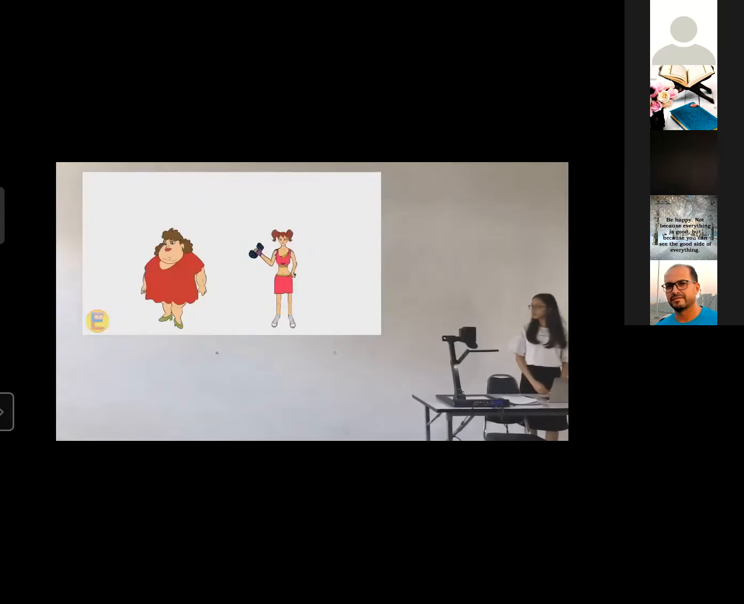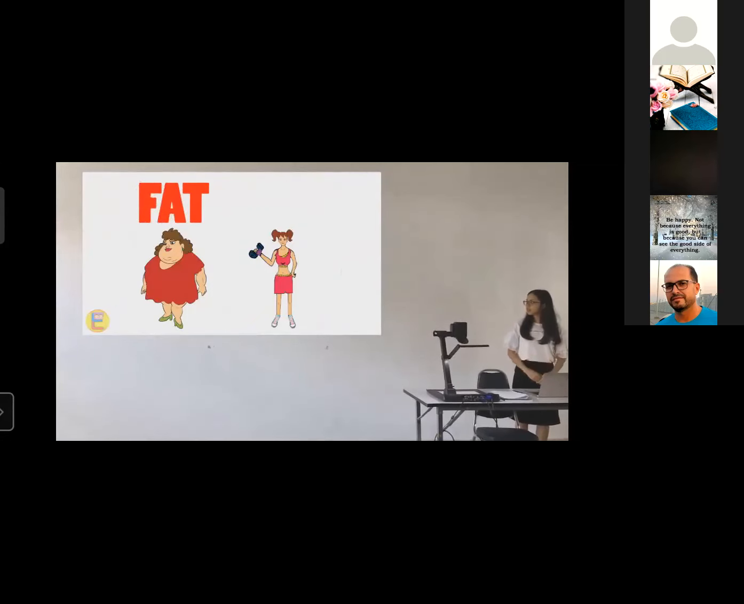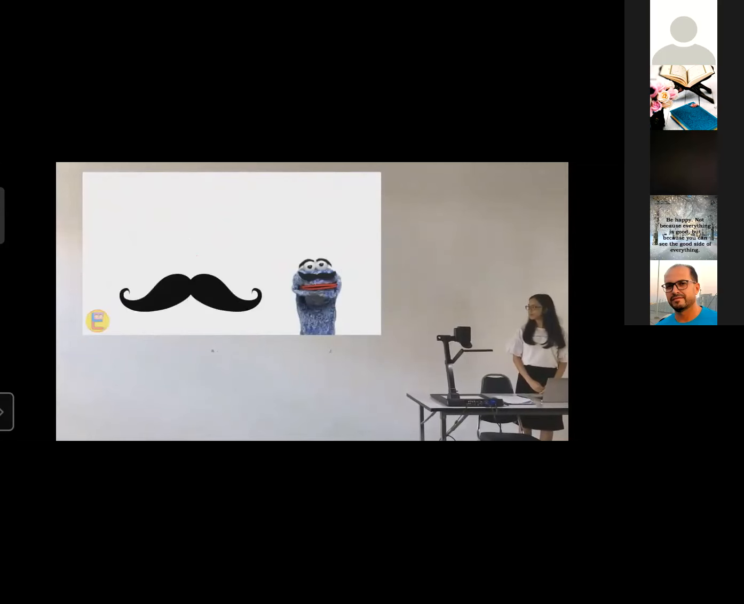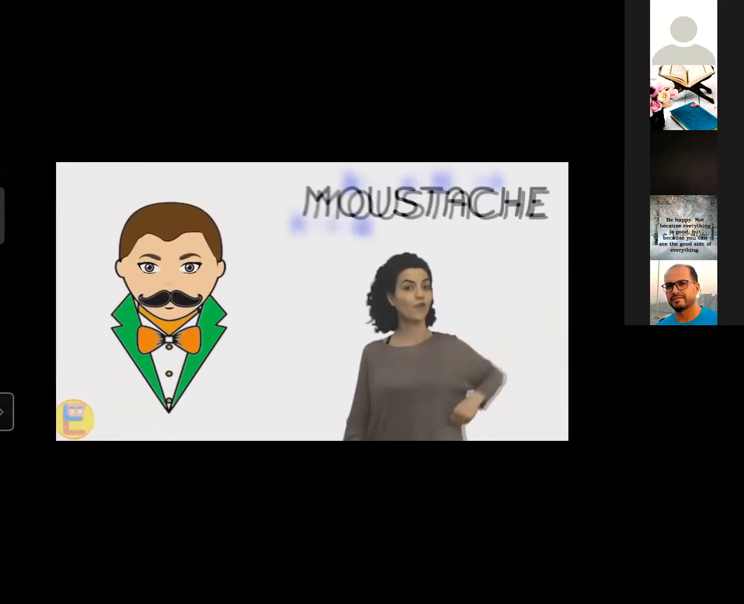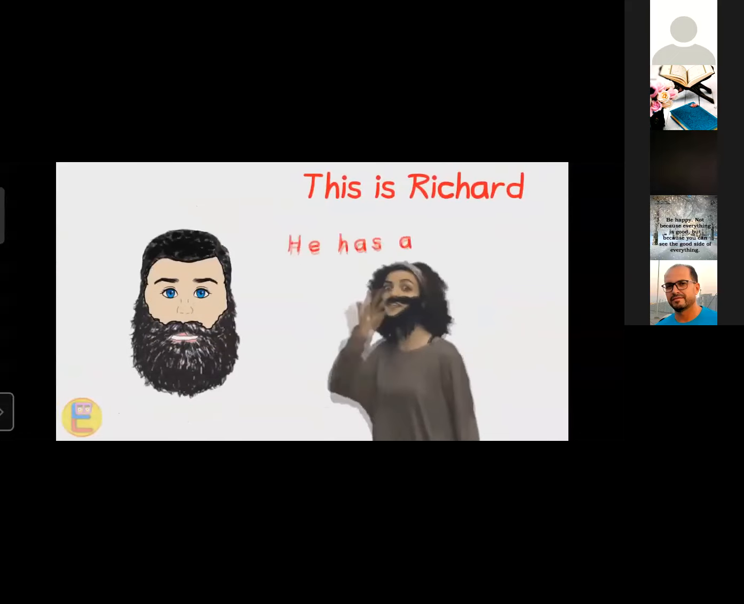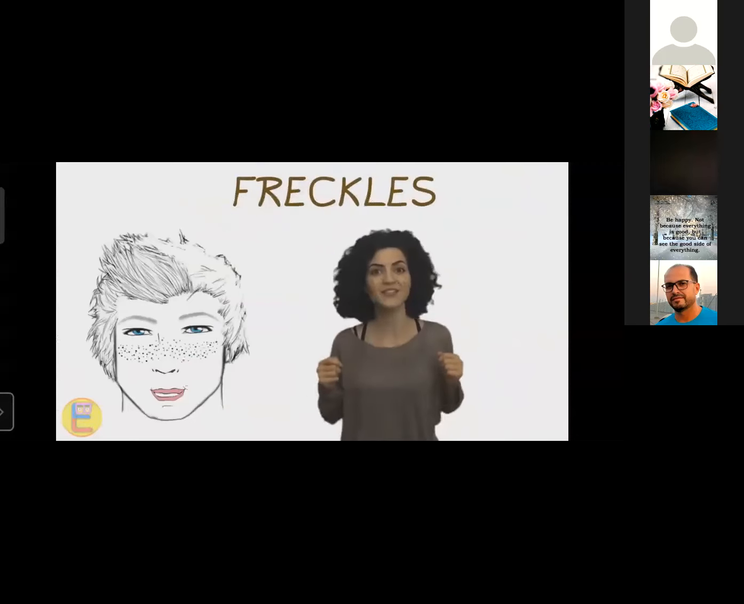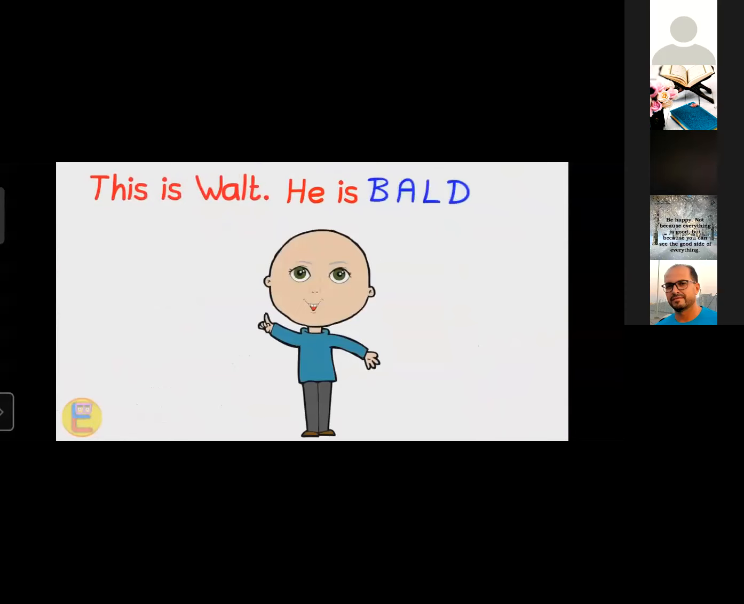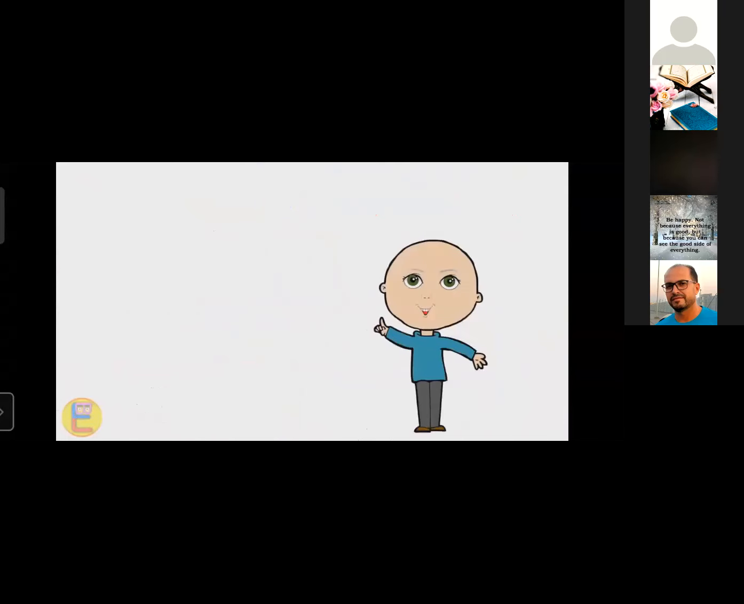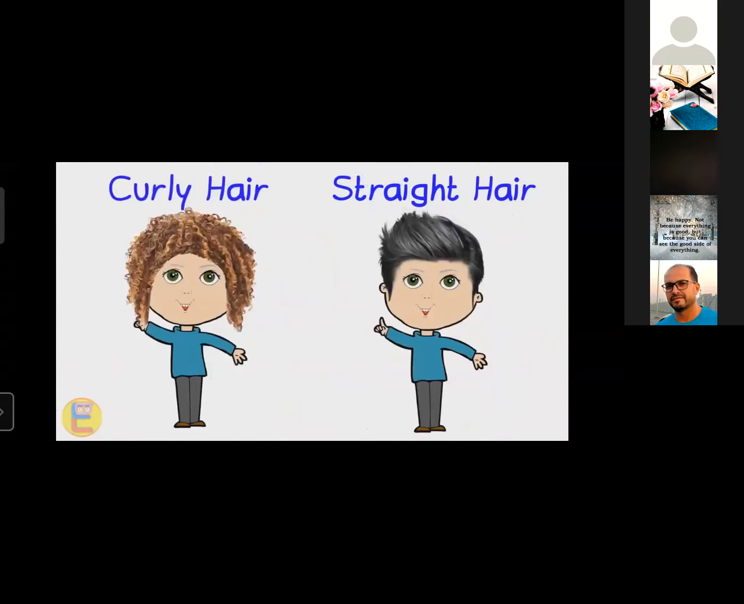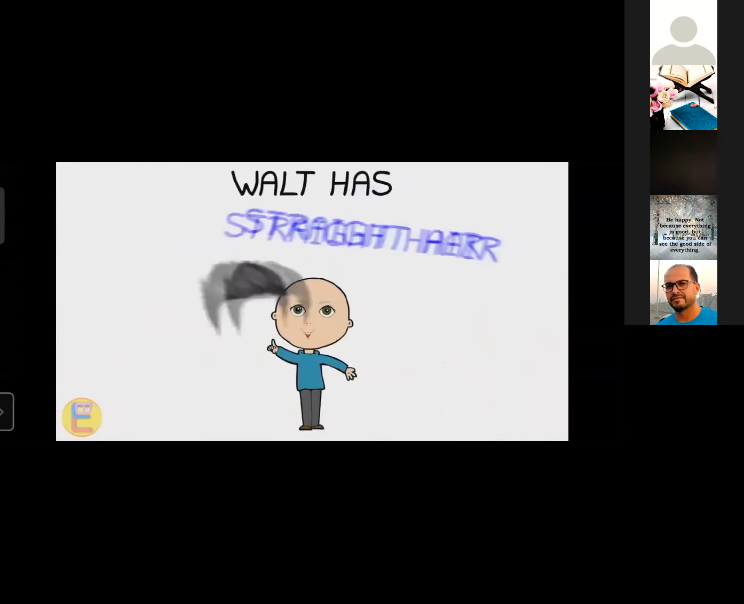What does it look like? Okay. Mustache. This is Nash, he has a mustache. Don't forget to take out the trash. This is Richard, he has a beard. This is Jill, he has freckles. He likes to draw circles. This is Bones, he is bald. Put on your coat, it's very cold. Walt has straight hair. Walt has curly hair. Walt has dark hair. Walt has blonde hair. Walt has straight hair.